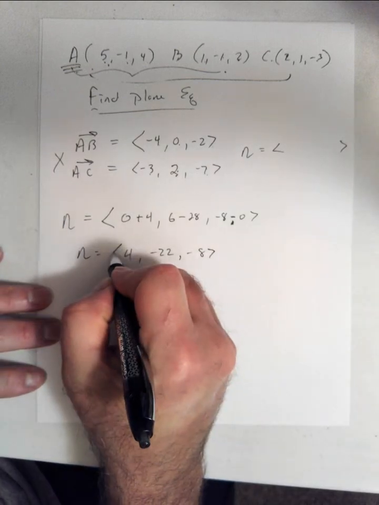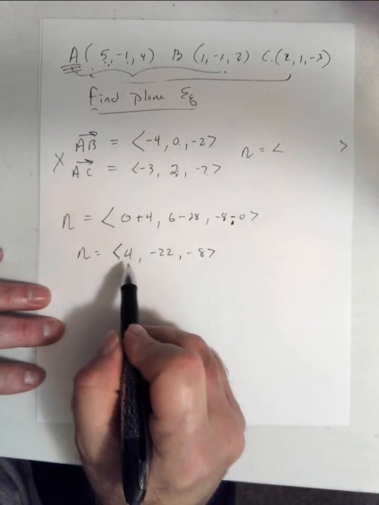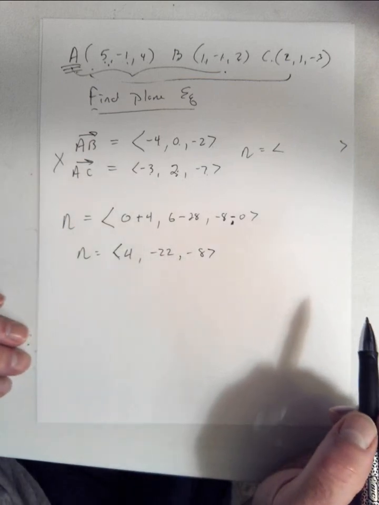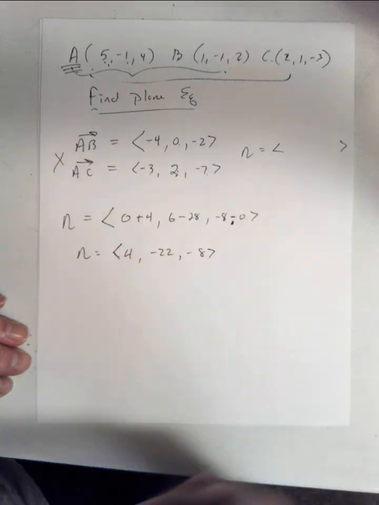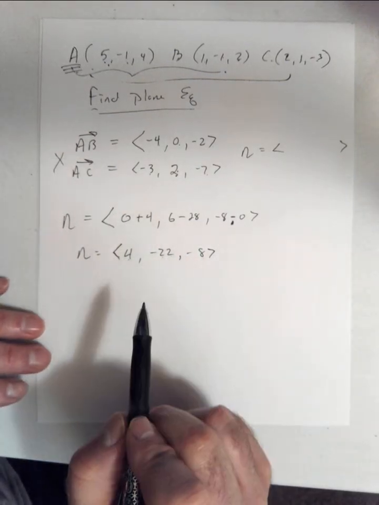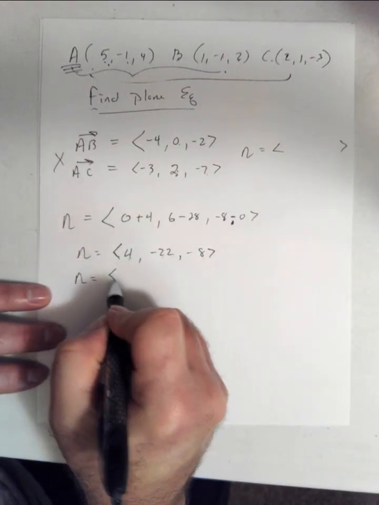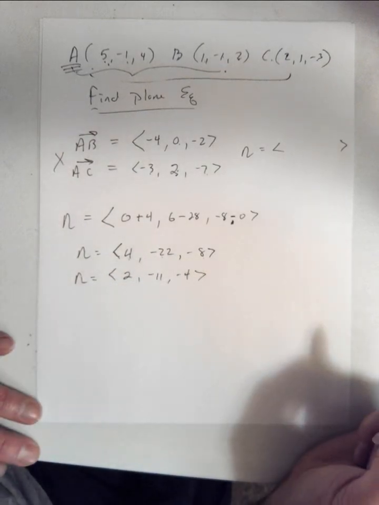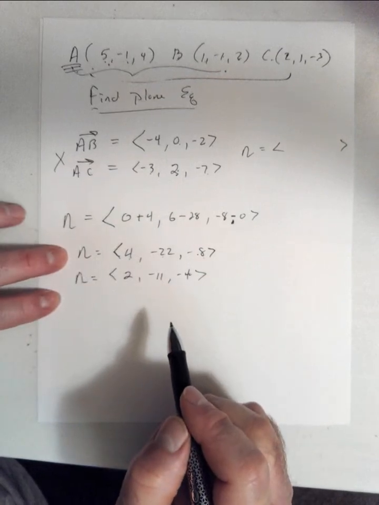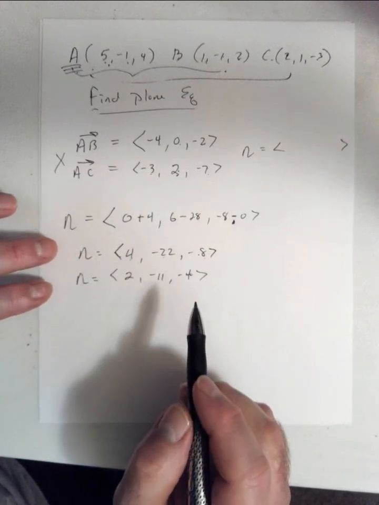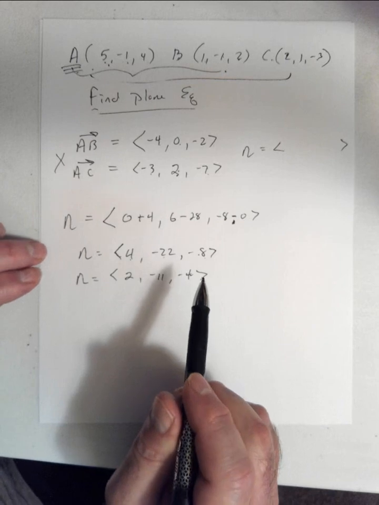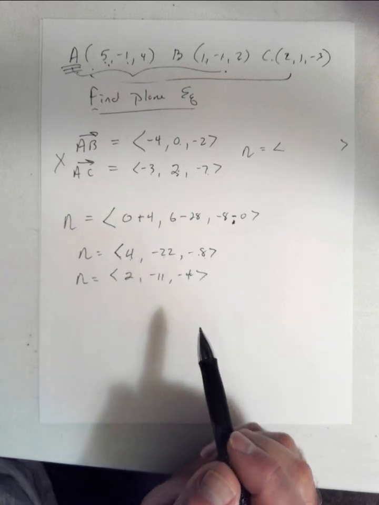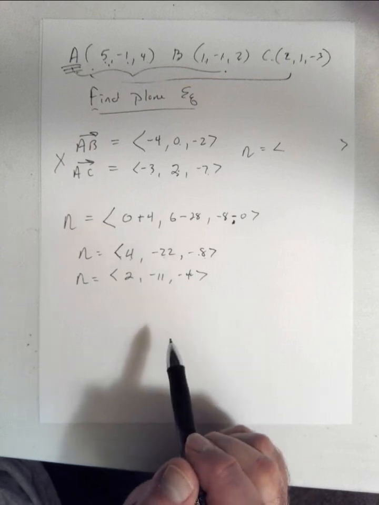Now, any scalar of n is also a normal vector to the plane. So this is what I would do at this point. Because these are all even numbers, I would just divide them all by 2. So this is twice this, which means they're parallel to each other. So any vector parallel to your normal vector is going to be perpendicular to the same plane and can act as a normal vector.